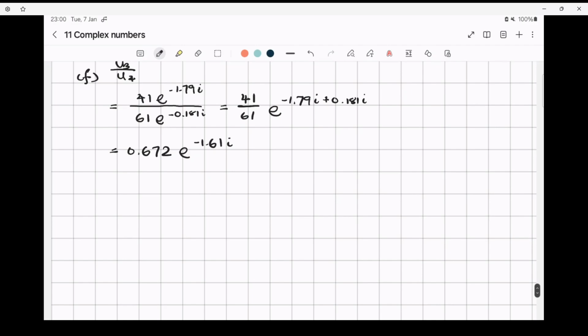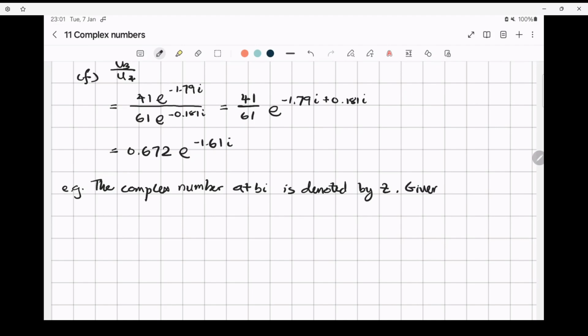So let's look at some other examples. If you have a complex number z, which can be further broken down into a plus bi, and let's say you are given that the modulus of z is equal to 5, and the argument of z is equal to pi over 6. Then you need to find a and b.